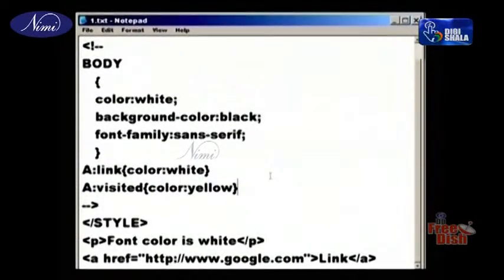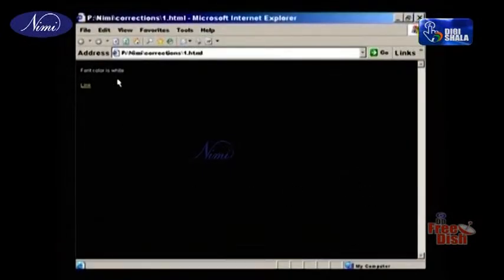If we want the entire page to use sans serif font, we put a style like this in the head section. This code sets the background color of the page to black, the font to white, and the font family to sans serif. It also sets the link color to white and the visited link color to yellow.